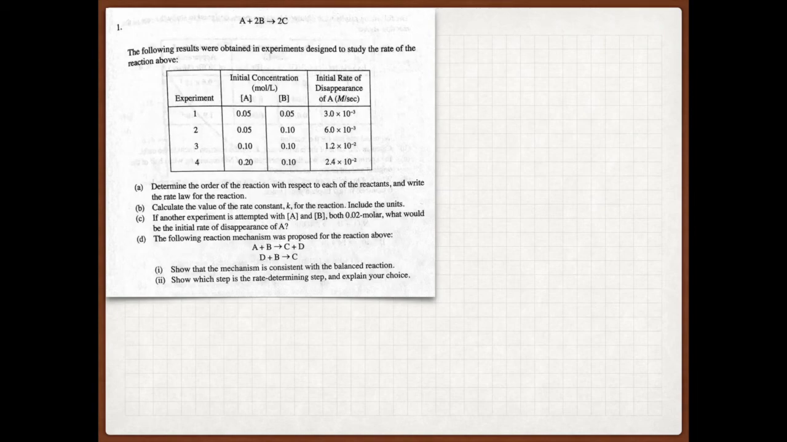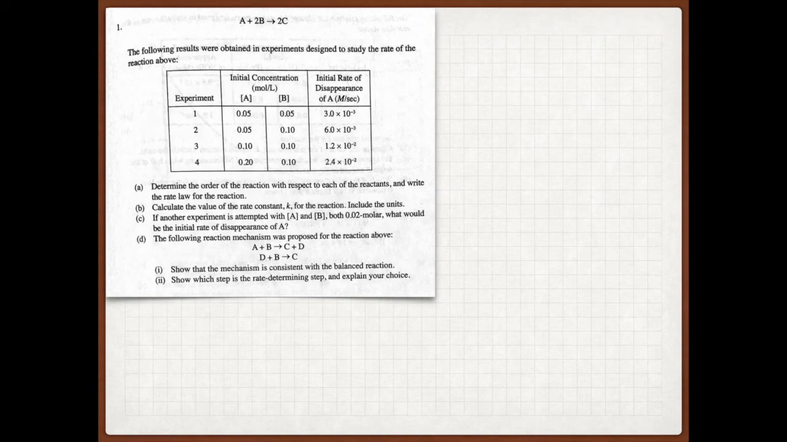So what I'm going to do first is determine the order of B. If you look at experiment 1 and 2, from 1 to 2, the concentration of A stays the same, but the concentration of B doubles. If you look at the rate of disappearance of A, that also doubles. So since the concentration of B and the rate double together, that means B is first order. I'm now going to look at experiment 2 and 3 to determine the order for A. From 2 to 3, the concentration of A doubles, and if you look, so does the rate.